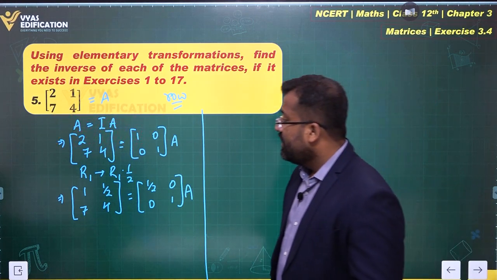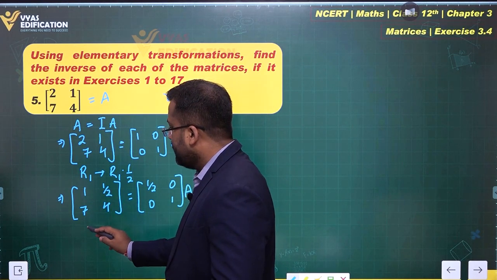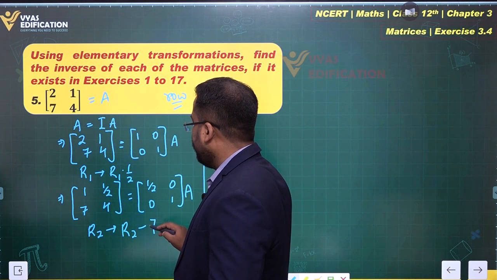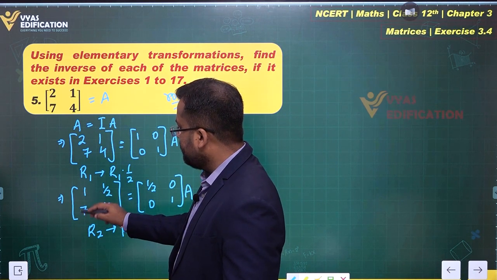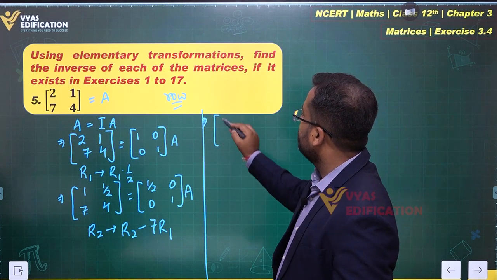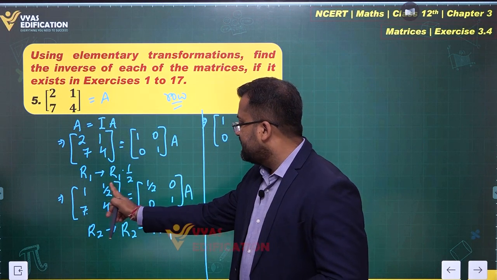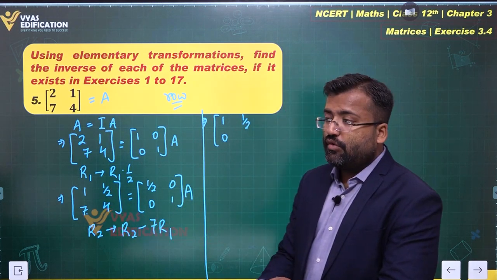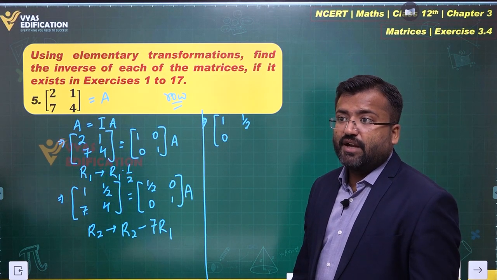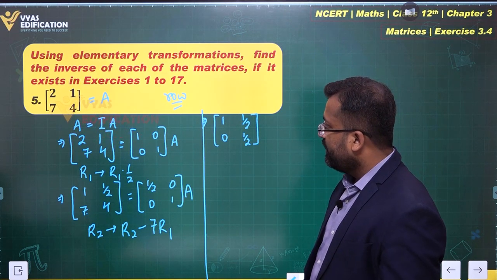What next? This element has to be converted to a 0, okay, using this 1. So R2 will be replaced by R2 minus 7 times R1. 7 times 1 is 7, we'll subtract that, right? And that will give me, this will be 1, 0. 1 by 2 is okay. 4 minus 7 times 1 by 2. What is that? 4 minus 7 by 2, which is 8 minus 7 whole divided by 2, 1 by 2. This is what I'll get over here, right?